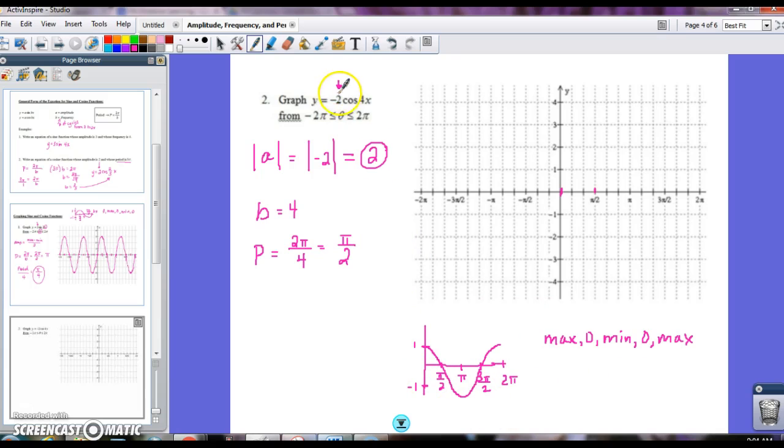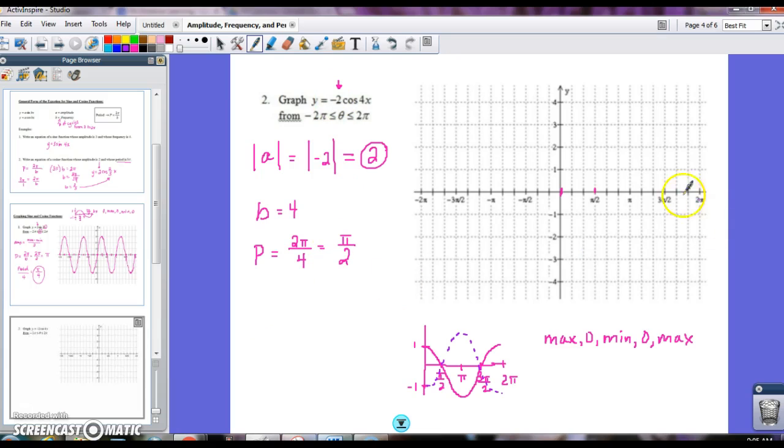Now, what happens with the negative is it flips it over the x-axis. So instead of starting at the max, we're going to be starting at the min. So in our case, our graph is going to end up going this way instead. Okay, that's what happens when you have a negative. It just flips it over.